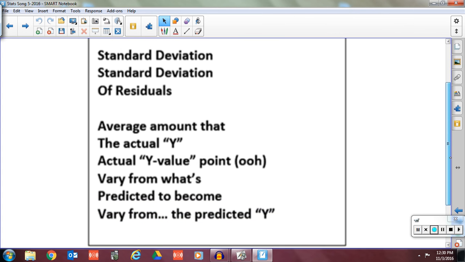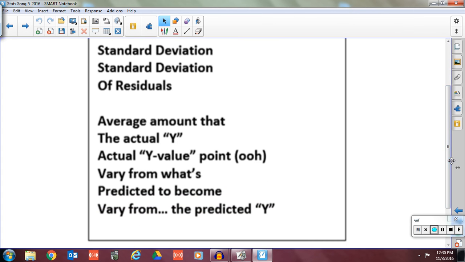I don't know if you know that one. So, standard deviation of the residuals. This is the average amount that the actual y's vary from the predicted y's. That's essentially what it's saying: the average amount that the actual y value points vary from what's predicted. That was to cut it down to just straight up words.